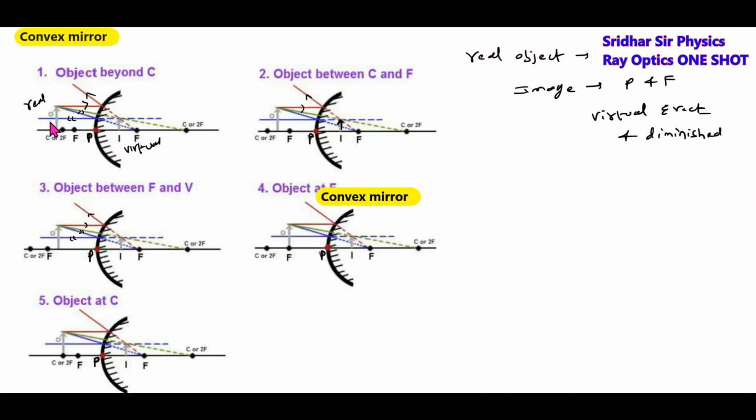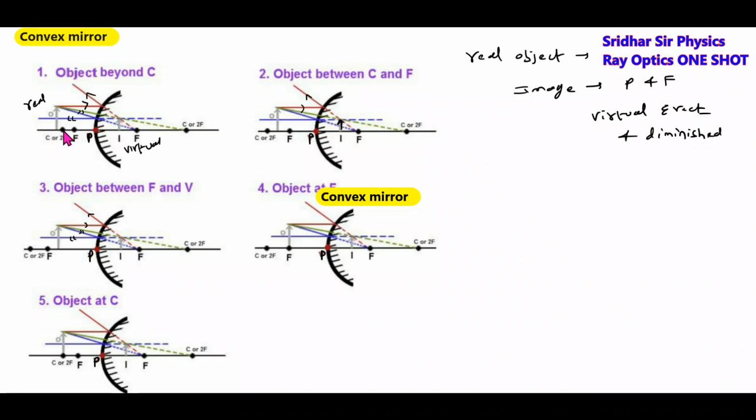Now we'll take this one. So there's a real object kept here. A ray incident parallel to the optic axis after reflection will diverge from the focus. A ray incident towards the focus after reflection will become parallel. Both will converge at this point. This is the position of the image.